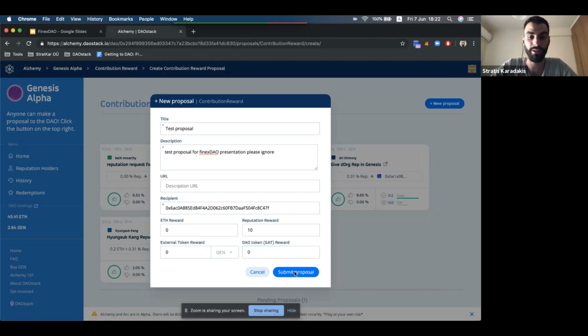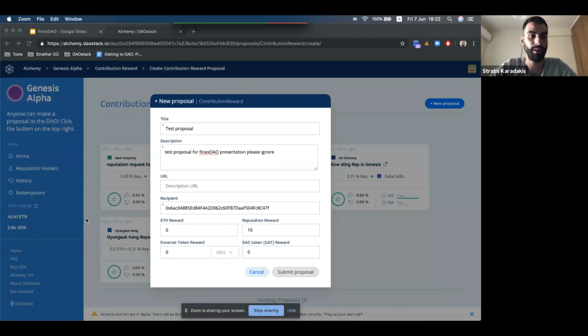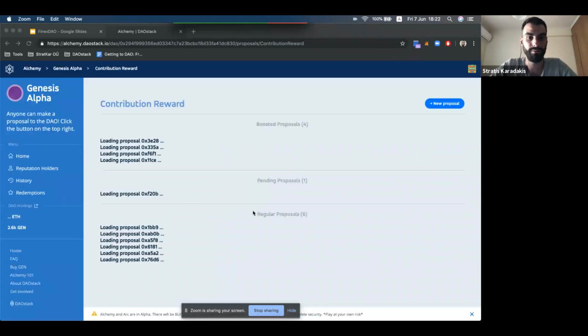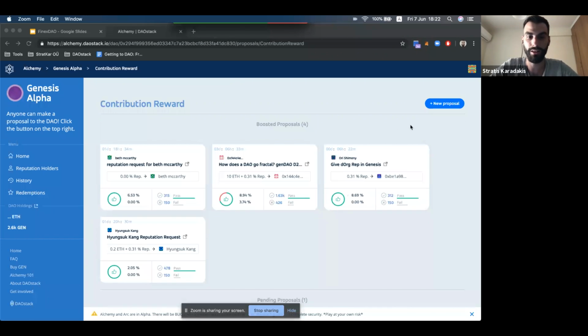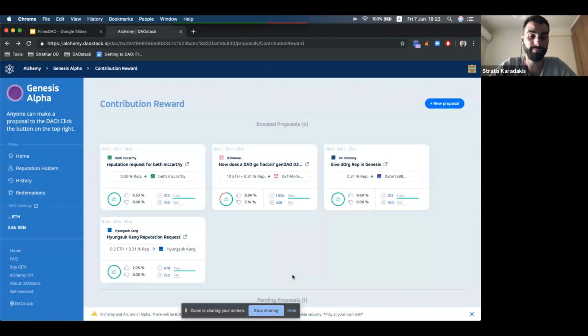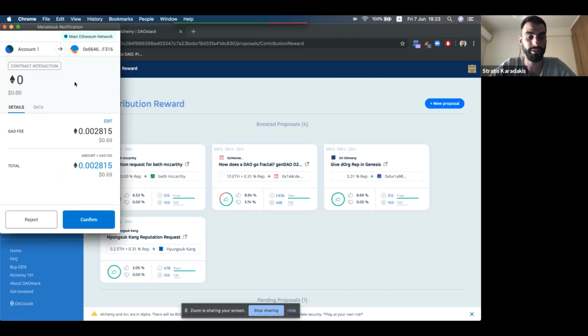As soon as I click here to submit my proposal, the MetaMask notification opens up. I connect it to Alchemy, and then, oh, it refreshed because I hadn't logged in before, but that's no problem. I can just redo this. As soon as I click submit here, the MetaMask notification should pop up for me to sign the transaction.